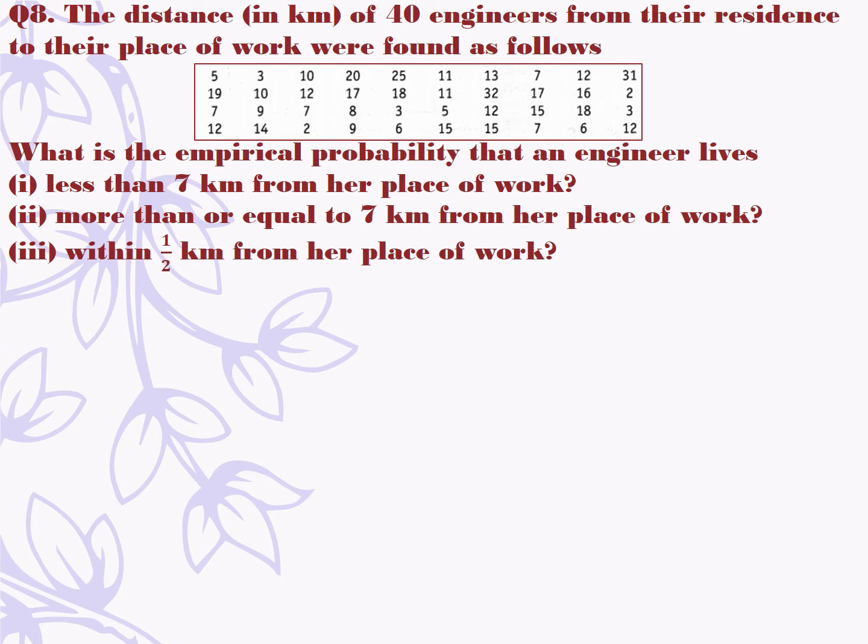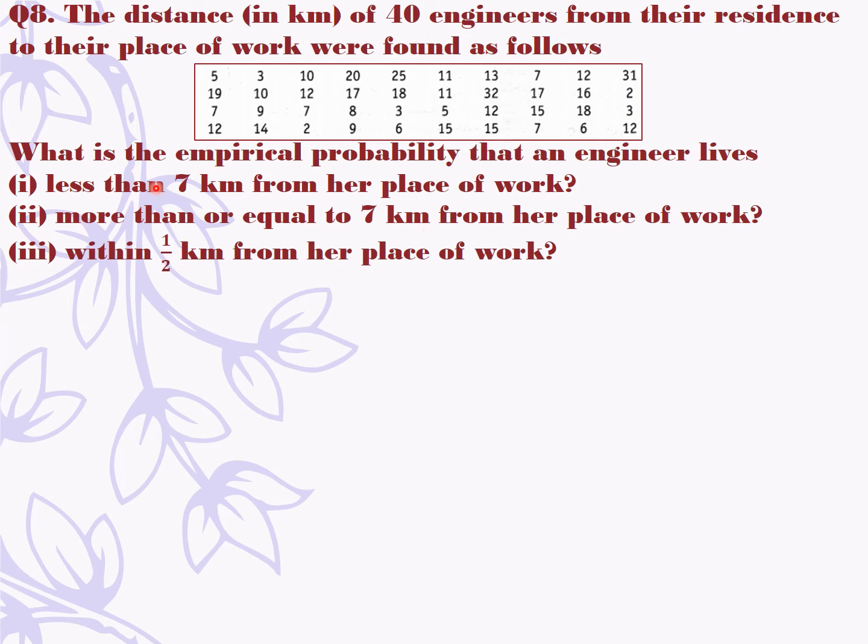Question number 8. The distance in kilometers of 40 engineers from their residence to their place of work were found as follows. So here are the distances between the residence of the engineers and their workplace. Some have 5 km distance, some have 3 km, somebody has 18 km and so on. Total number of engineers is given as 40.